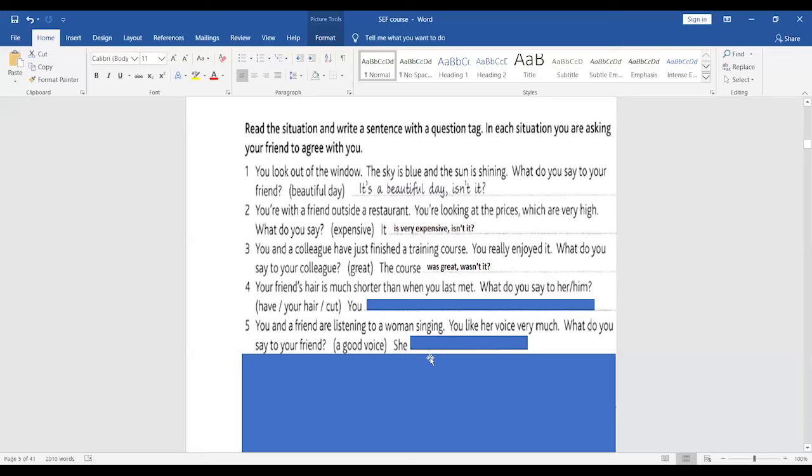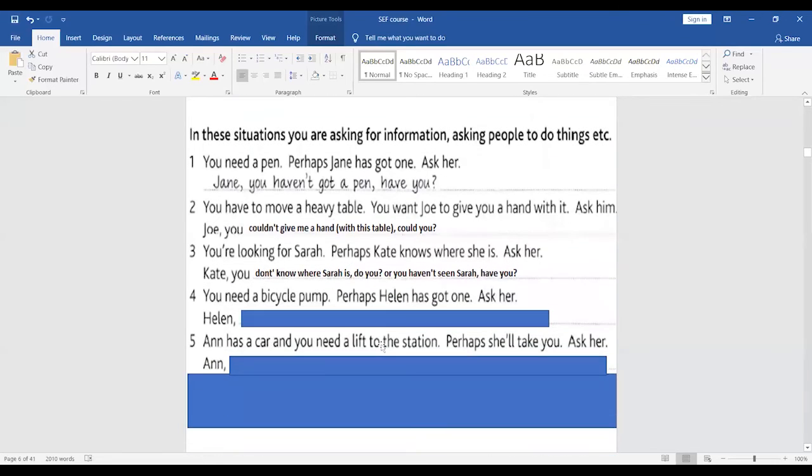The fifth one is you and a friend are listening to a woman singing. You like her voice very much. What do you say to your friend? A good voice, isn't it? You need to give a phrase and then follow it up with a question tag. Do this and post it on Facebook.